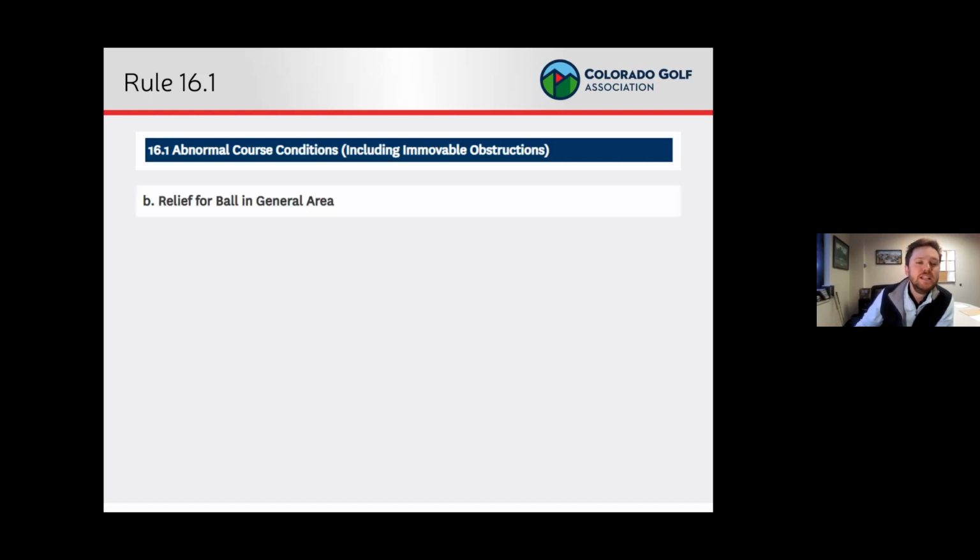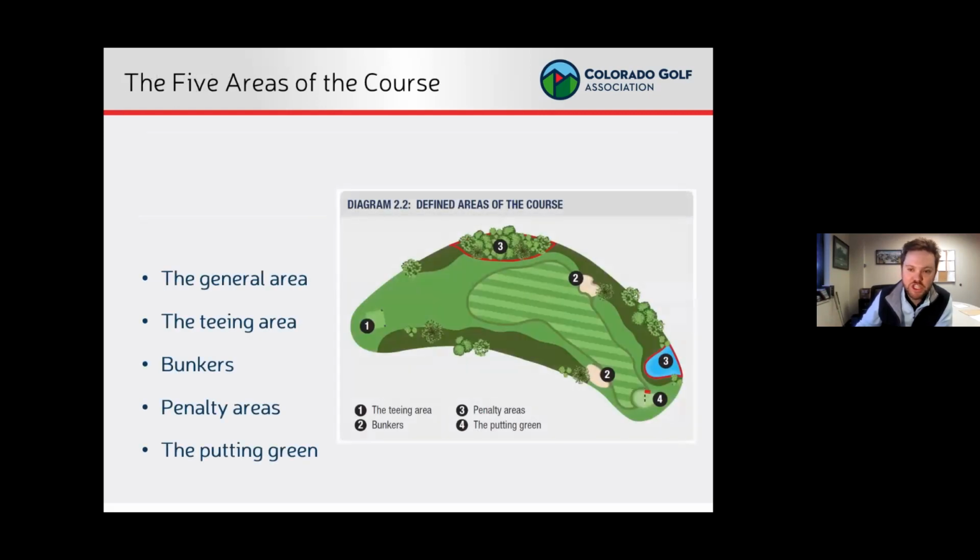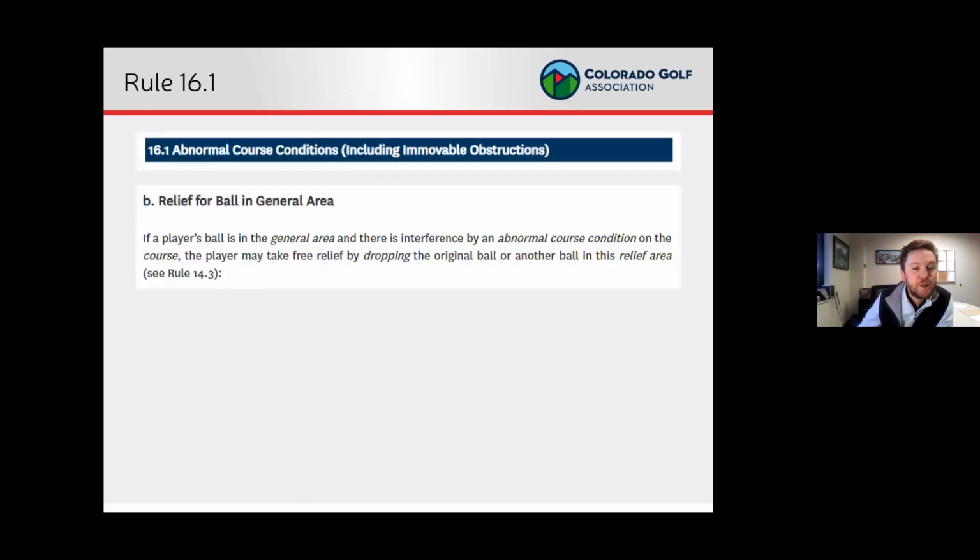All right, so moving on to 16.1b, let's look at how we get relief in the general area for an abnormal course condition. Again, this is isolating the general area. So it's anything that does not fit into one of those 4 specific areas. It's not in the teeing area, not in a bunker, not in a penalty area, not on the putting green. It fits into the general area. So we're going to look at relief for that. This is if a player's ball is in the general area. Again, where the ball lies, not where your stance lies.